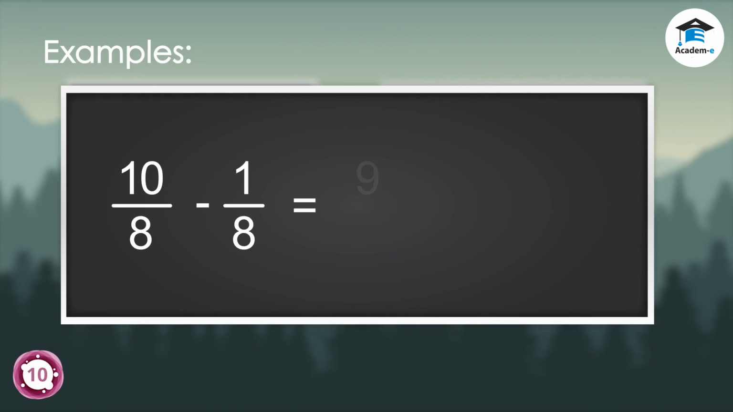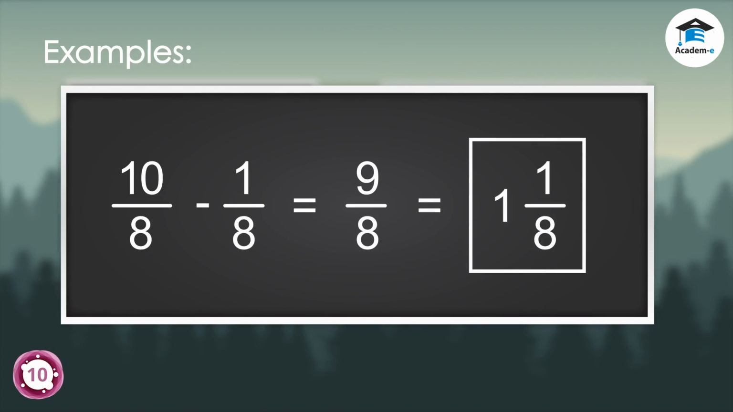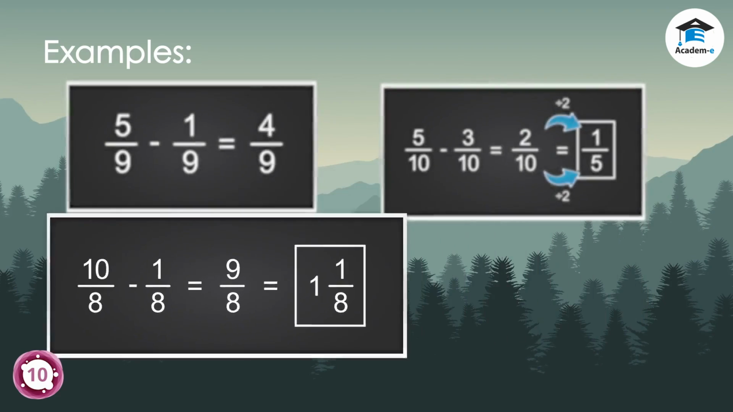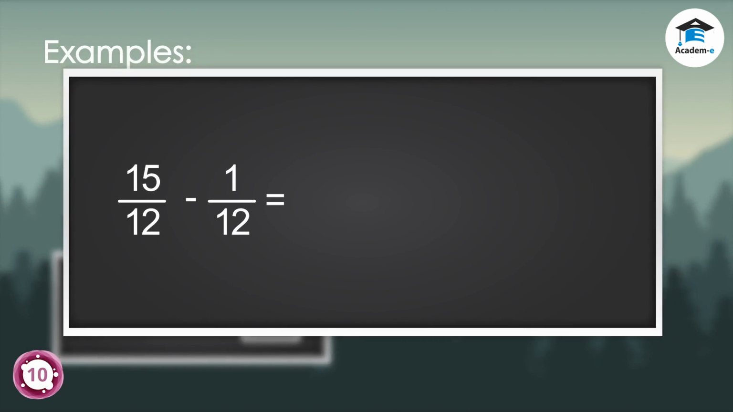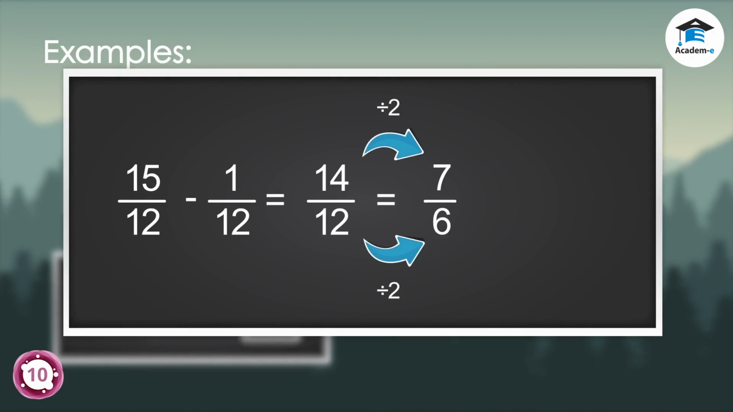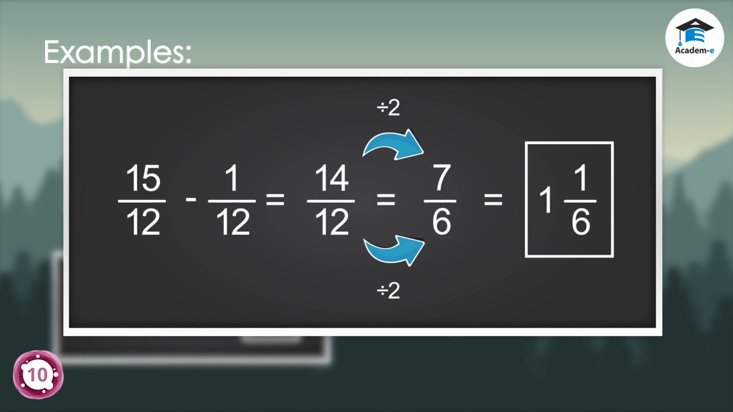Subtract the numerators and then retain the denominator. The difference is an improper fraction, so we need to change it to a mixed number. Subtract the numerators and then retain the denominator. We get 14/12. Both the numerator and denominator are divisible by 2, which gives us 7/6. It is an improper fraction, so we need to change it to a mixed number.